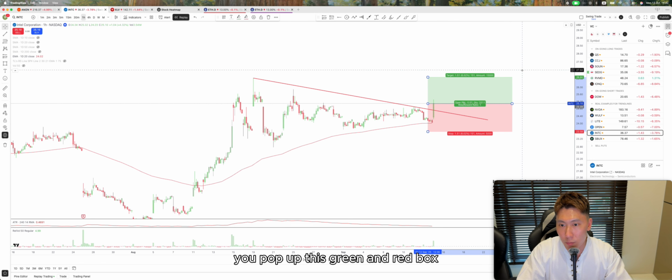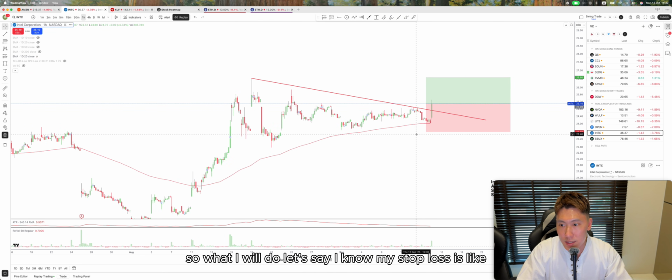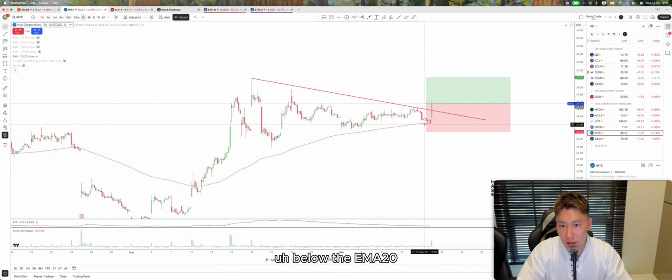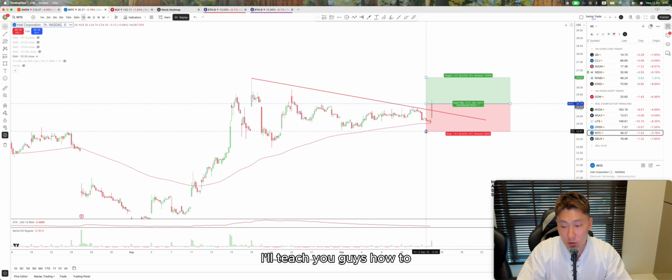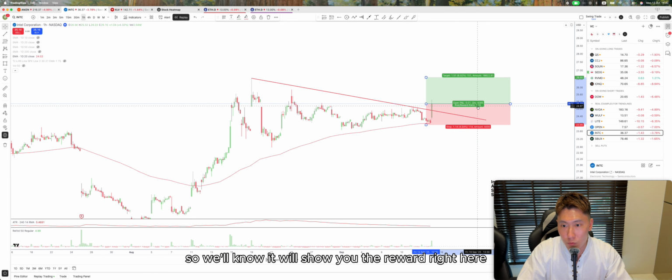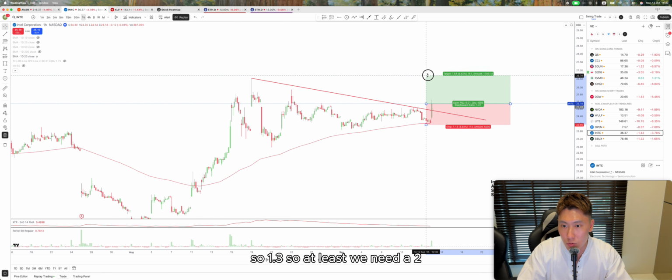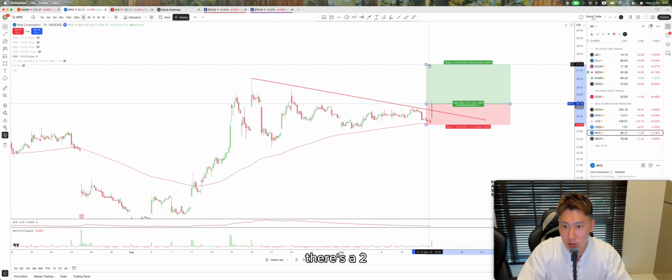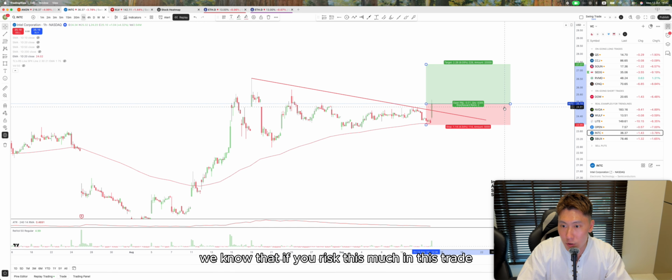A green and red box pops up. Let's say I know my stop loss is below the EMA 20. I'll teach you guys how to calculate the stop loss after this, but let's say it's just right here. It will show you the risk reward right here: 1.3. So at least we need a 2. If you drag this upwards, there's a 2. So we know that if you risk this much in this trade, we need at least two times the reward, which is around this price.